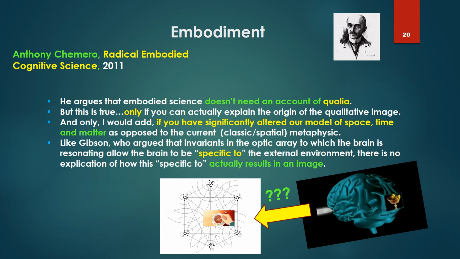Again, like Gibson, who argued that invariants in the optic array to which the brain is resonating allow the brain to be specific to the external environment, there is no explication of how the specific to actually results in an image. We saw we need Bergson's holographic reconstructive wave, the holographic model, to make that specific to meaningful.